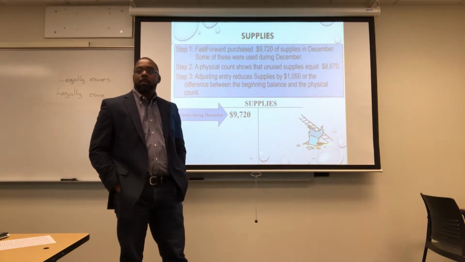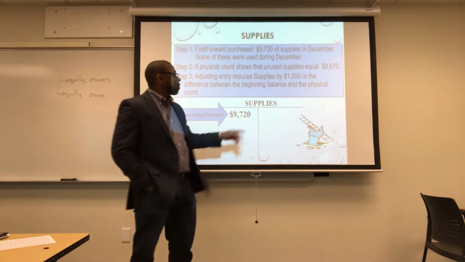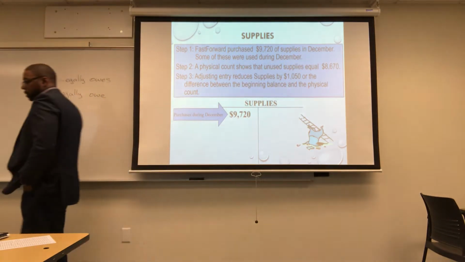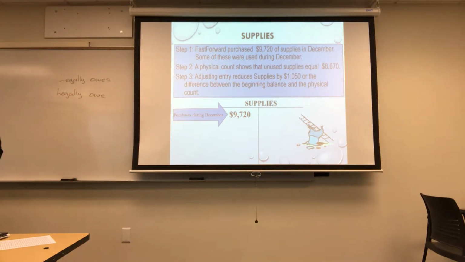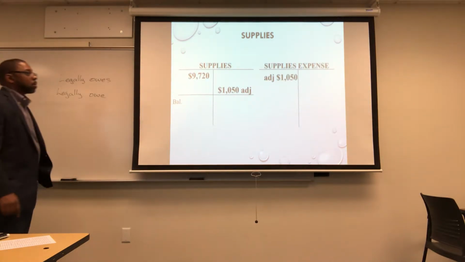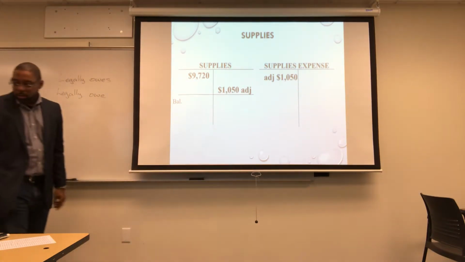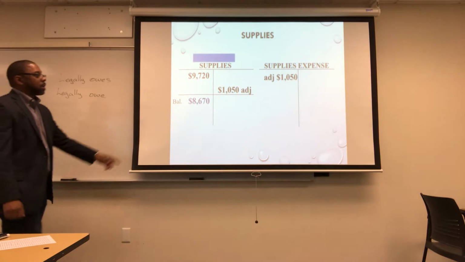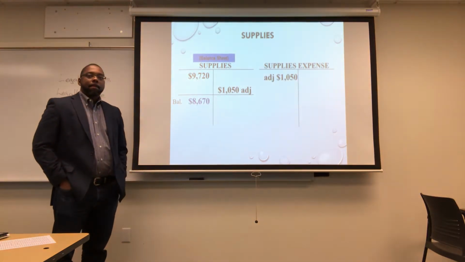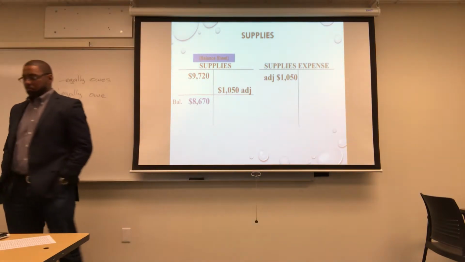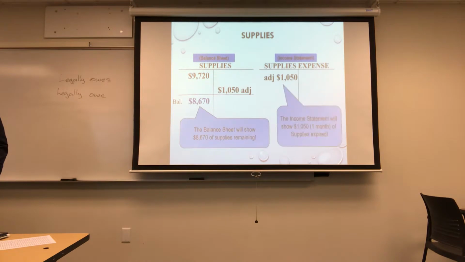Everyone with me? So if we're going to credit the supplies account, what are we going to debit? Scholars, I ask you, what would you debit? Yeah, $1,050. What account? Supplies expense. Fantastic. So we're going to debit the supplies expense and credit the supplies account to get the supplies account down to $8,670. Everyone with me? And here's your journal transaction.